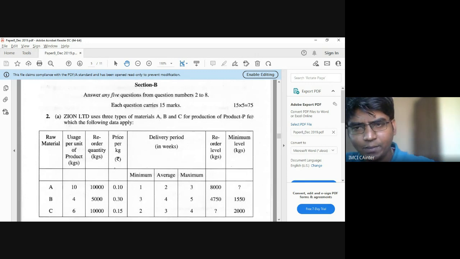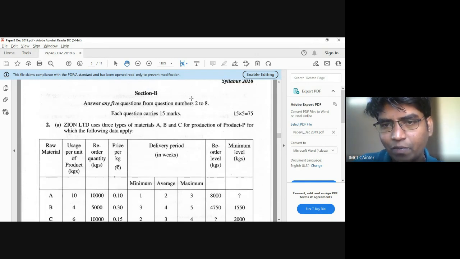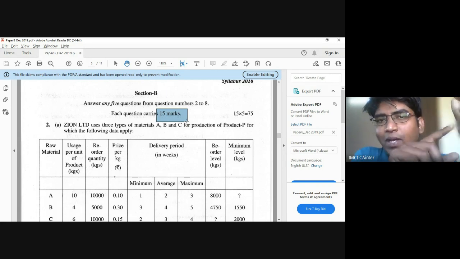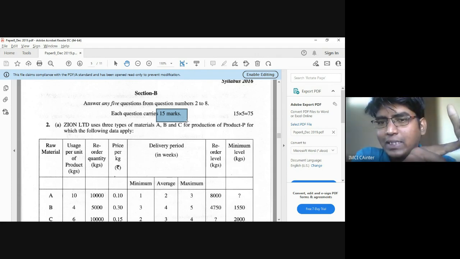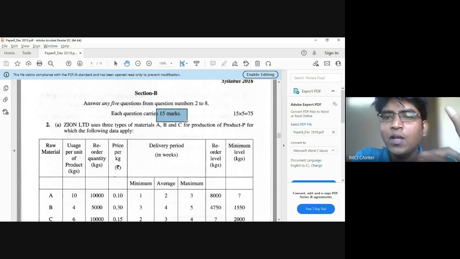Then moving on to section B. 7 questions have been given, 2 to 8, and every question will carry 15 marks. I'm not going into detail, but it can be 7 marks and 8 marks, or 10 marks and 5 marks, or 6 marks, 5 marks and 4 marks. They give different combinations, so we cannot predict how the combination works.